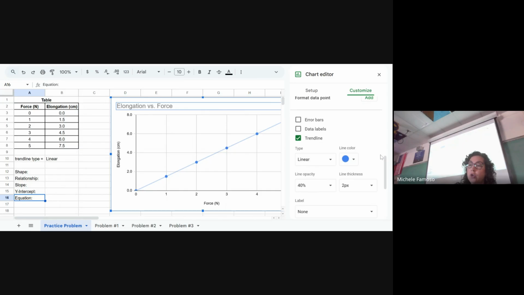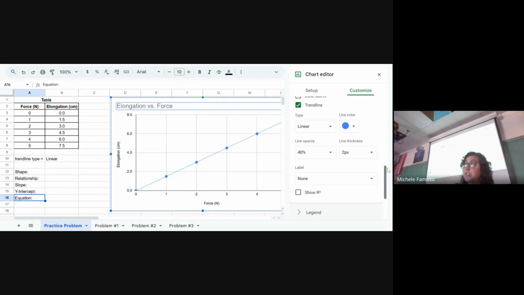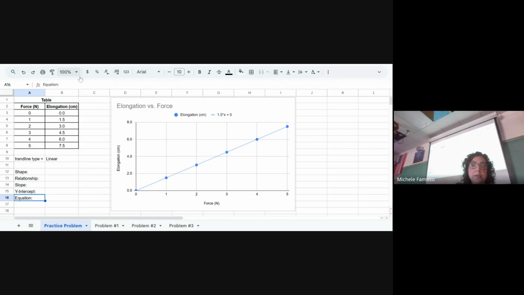Now, we want Google Sheets to give us the slope, the y-intercept, and the equation for our graph. And it will do that for us automatically if we change the label on our graph. Right now, it says none, correct? Okay, click your down arrow. You're going to see that there are 3 options for equations. Please select use equation. You'll see then at that point, your graph gets modified. Make this a little bigger.